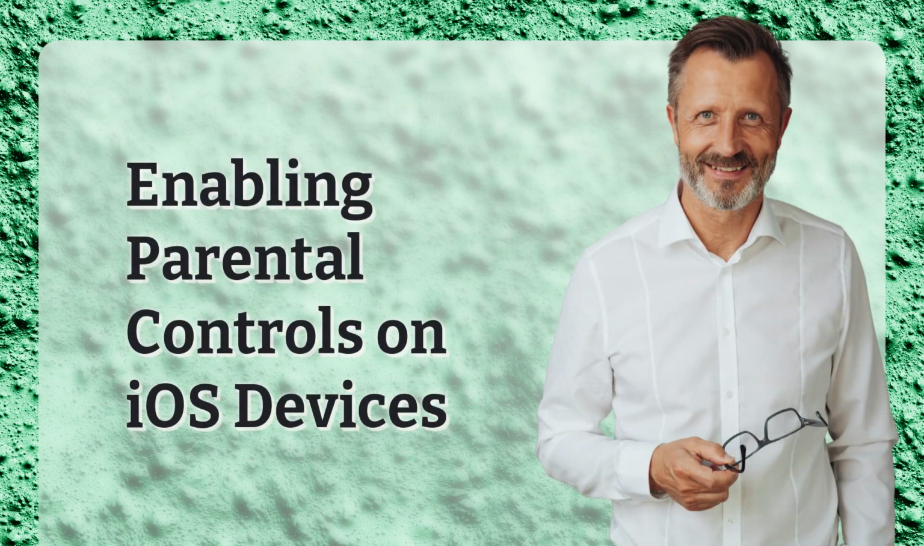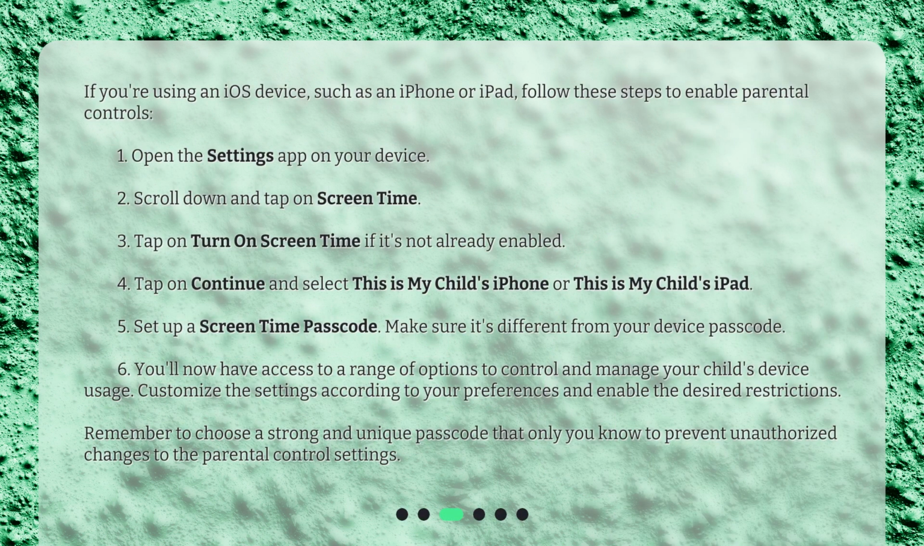Enabling parental controls on iOS devices. If you're using an iOS device, such as an iPhone or iPad, follow these steps to enable parental controls. 1. Open the Settings app on your device. 2. Scroll down and tap on Screen Time. 3. Tap on Turn on Screen Time if it's not already enabled. 4. Tap on Continue and select This is my child's iPhone or This is my child's iPad.